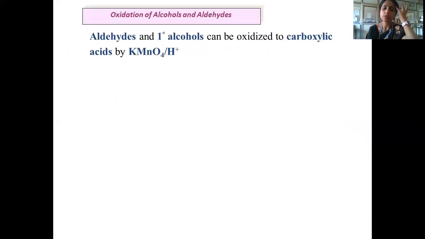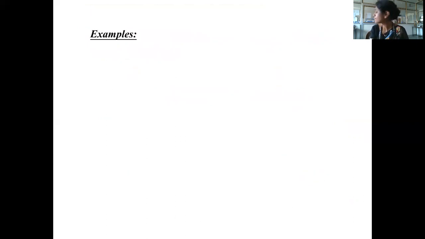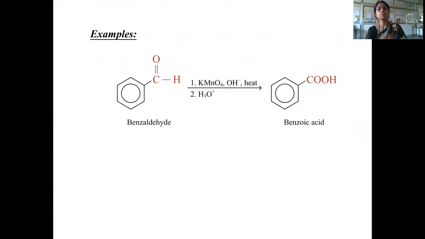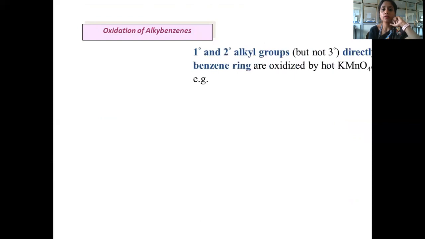Then coming next is the oxidation of alcohols and aldehydes. So aldehydes and primary alcohols can be oxidized to carboxylic acid by using the reagent shown, in an acidic medium. This is another example. Next, we see the oxidation of alkyl benzene.